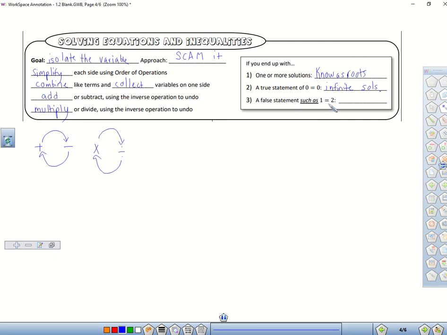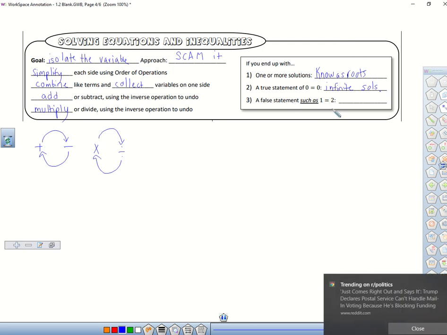A false statement, if we end up with it in an inequality or equation, say we end up with something like 1 equals 2, that would mean that we have no solution.